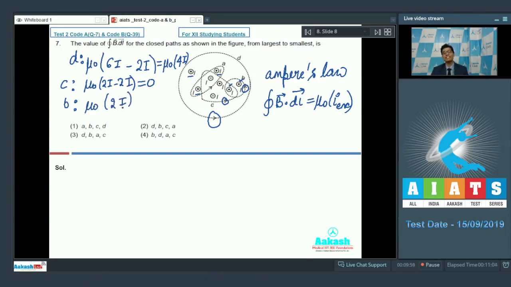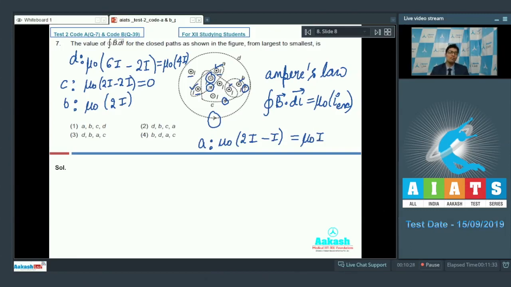Now let us consider the last path, that is path A. Dear students, path A is also anti-clockwise in sense, and the number of outward currents are 1 and 2. So therefore we can write mu naught multiplied by 2I. Herein an inward current is also present, which is 1 in number, so minus I. That will be equal to mu naught I.